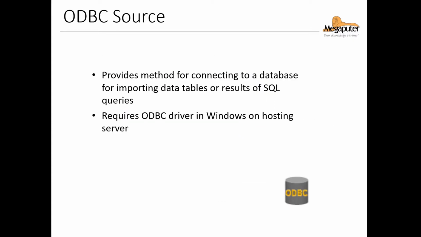Finally, the Open Database Connectivity, or ODBC source node, allows us to load data from a database and import data tables or the results of SQL queries. To access a database source using this node, you'll need to have an ODBC driver on the same Windows machine where PolyAnalyst server is installed. However, the database file source can be on any machine as long as it's on the same network as the PolyAnalyst server.